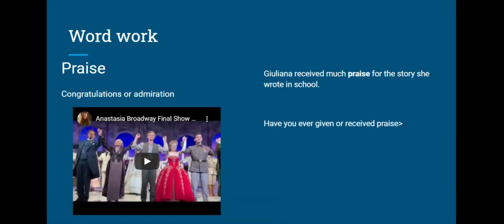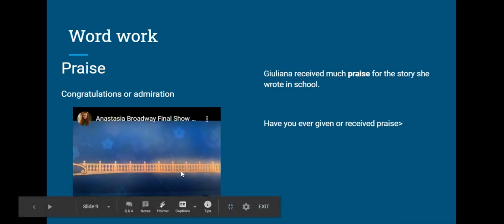So praise means congratulations or admiration. I want to show you really quick. Whenever you go to a show, and there's people acting in the show, afterwards they all come on up and you clap for them. You give them praise, and this is what that kind of looks like.